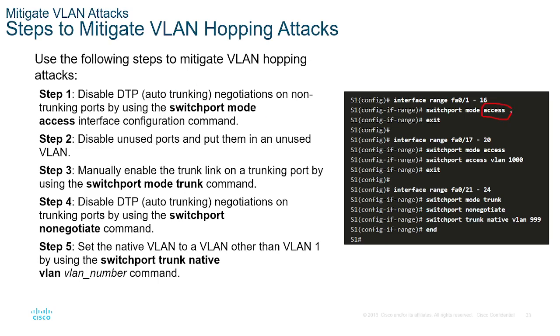So gagawin natin silang access muna lahat, instead of trunk. And then disable unused ports and put them in an unused VLAN. Let's say VLAN 50. It depends kung saan VLAN mo gustong i-assign. Then manually enable trunk link on trunking port by using switchport mode trunk. Yung naka-trunk code lang dapat, yung naka-enable na trunk. And then set the native VLAN to a VLAN other than VLAN 1. As always, hindi natin pinapagamit yung VLAN 1 as the default VLAN kasi madaling i-hack.